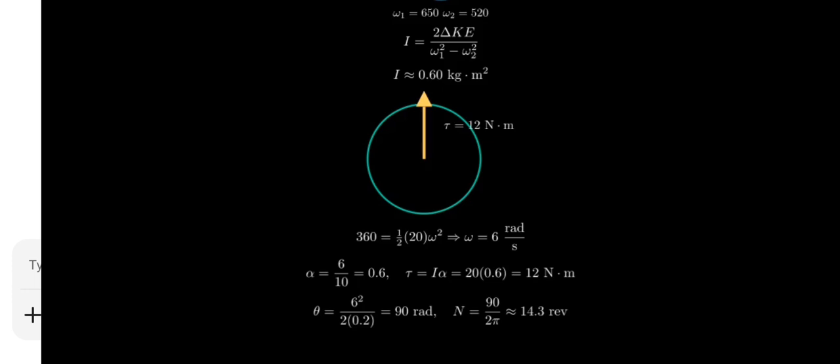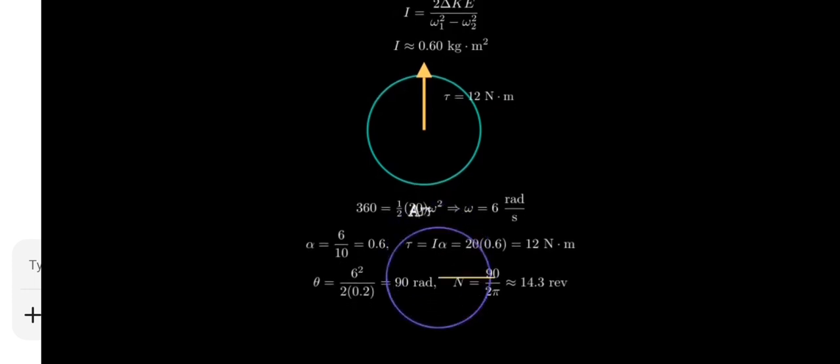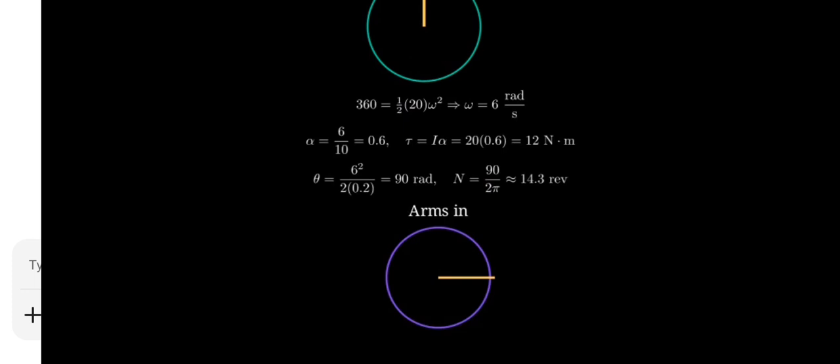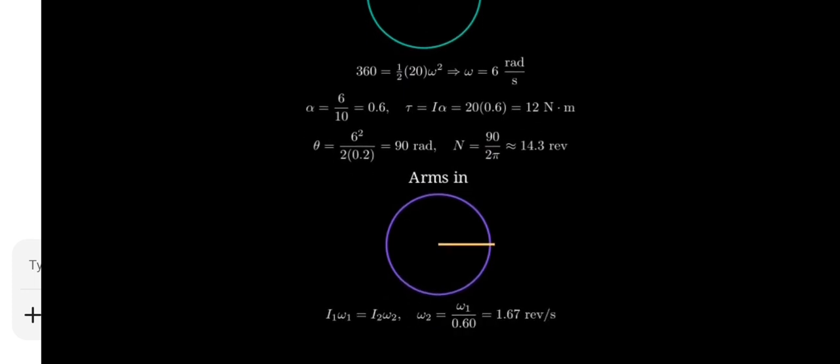Problem 7 is about a ballet dancer starting at 1 revolution per second. When she pulls her arms in, she reduces her moment of inertia to 60% of the original. We draw a rotating dancer silhouette. Angular momentum is conserved. So I1 omega 1 equals I2 omega 2, which leads to f2 equals 1 divided by 0.6, equaling 1.67 revolutions per second.